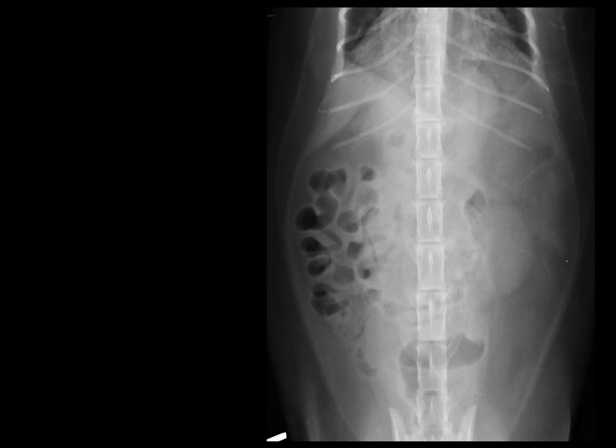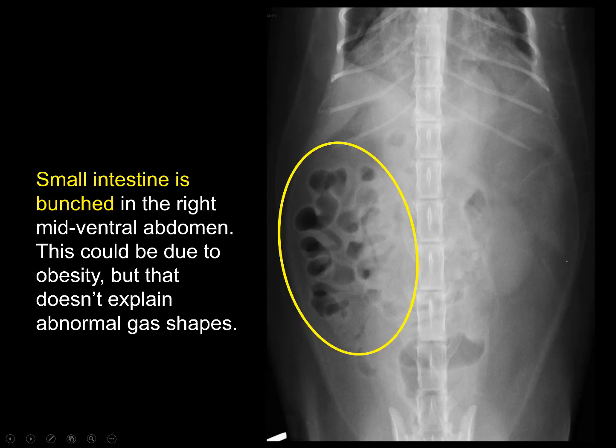Here we see it on the ventrodorsal view. Same story. The position of the intestines is not what troubles me. It's the fact that they are really not relaxed. They're really wadded on each other. The gas bubbles have irregular shapes. So again, this is going to be a linear foreign object.